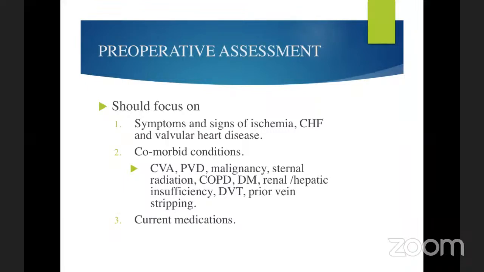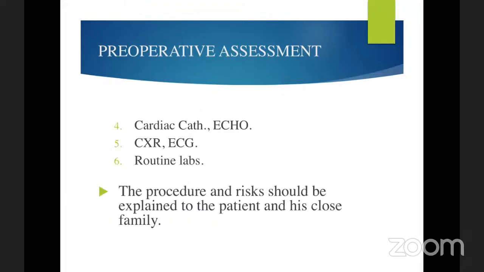We have to check if the patient has any comorbid conditions, such as CVA, peripheral vascular disease, malignancy, sternal radiation, COPD, diabetes, renal or hepatic insufficiency, DVT, or prior vein stripping. We have to review also the current medications, going through the cardiac cath and the echo, chest X-ray, ECG, and routine labs. The procedure and risk should be explained to the patient and his close family.